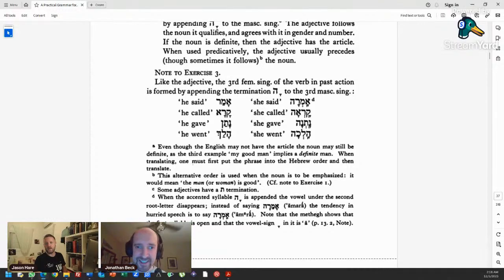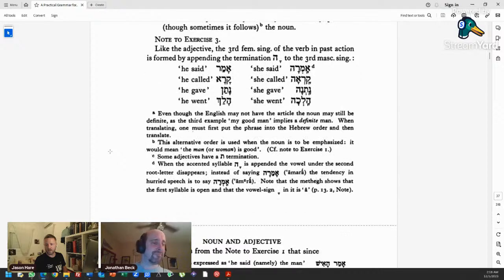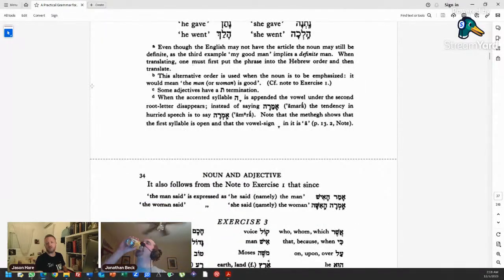So the feminine, in historical form, it was amara, kara'a, natana, halacha. And the middle syllable dropped. He actually mentioned it. When the accented syllable a is appended, the vowel under the second root letter disappears. Instead of saying amara, the tendency in hurried speech is to say amra. It's not just a tendency. Historically, it was amara with the middle syllable stressed, which appears in pause, and then it turned into amra.